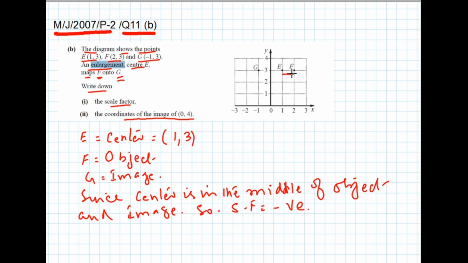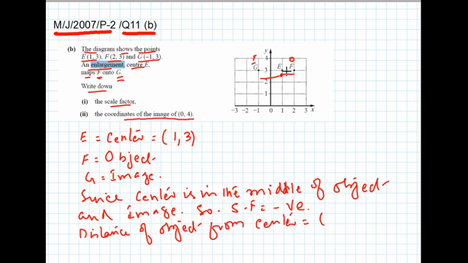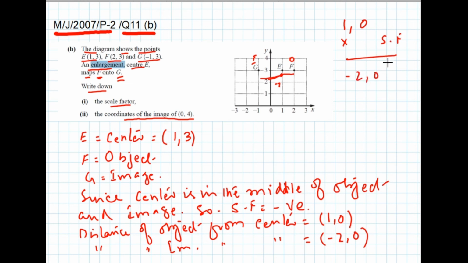The distance of object F from center of enlargement is 1, 0 and the distance of image G from center of enlargement is minus 2, 0. So the object 1, 0 when multiplied by scale factor is equal to minus 2, we get the distance of image from center, that is minus 2, 0. Therefore, the scale factor is equal to minus 2.